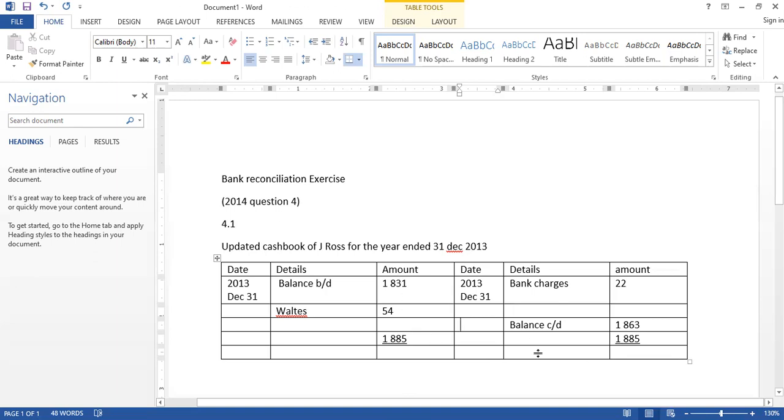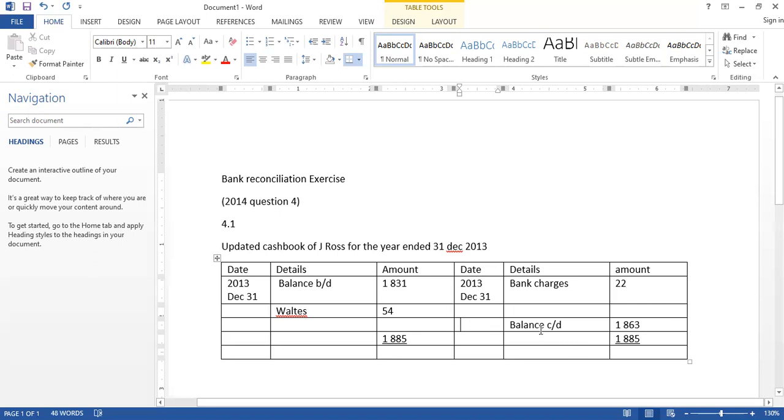When you're balancing off your book, either your ledger account or your cash book, we said that first you find the bigger side, so obviously the debit side is the bigger side of 1885, and then you write it on both sides. Then on the smaller side you find the difference, the balancing figure, which is your balance carried down. Do you understand? So balance carried down is the one that you calculate when you are balancing. And it's always on the 31st. I mean, it's always on the last day of the month.